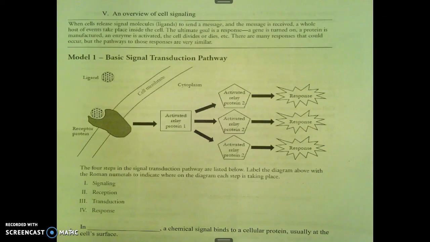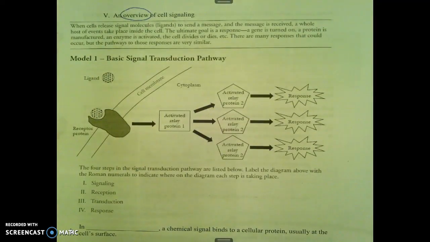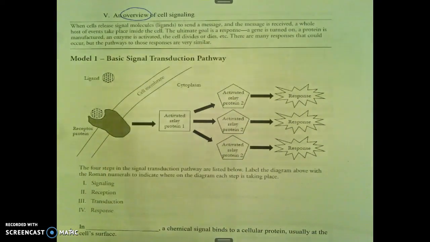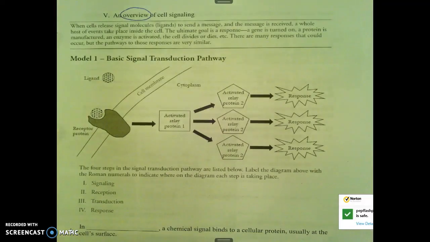And here we're going to look at a bit of an overview of this whole process of cell signaling. So before we mentioned signaling molecules, the ligands, sending a message, that the message has to be received, and that there are a variety of events that take place inside the cell. Ultimately, cells talk to each other to bring about some sort of response.